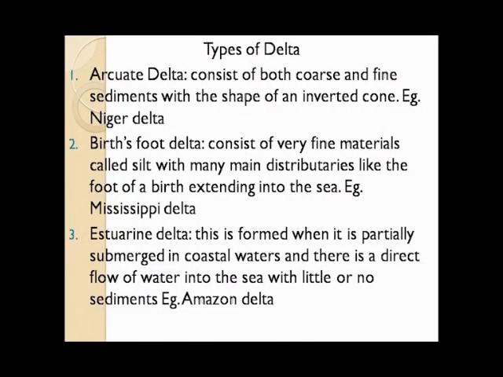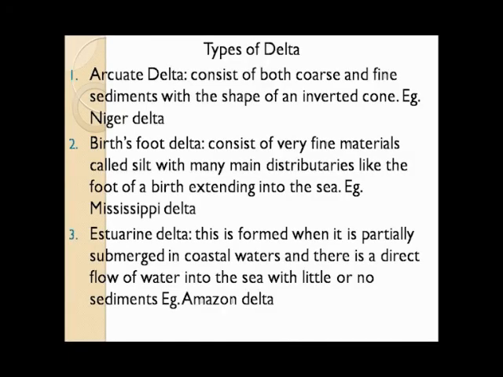with many main distributaries like what we have in Mississippi. That's the Mississippi Delta, the estuarine delta. An estuarine delta is formed when it is partially submerged in coastal waters, and there is a direct flow of water into the sea with very little or no sediments. Now, an example of an estuarine delta is the Amazon Delta.